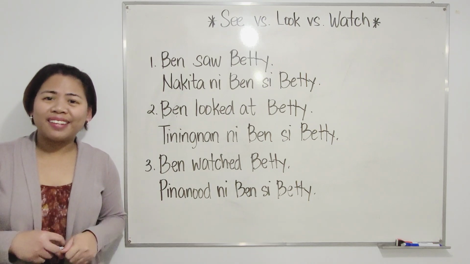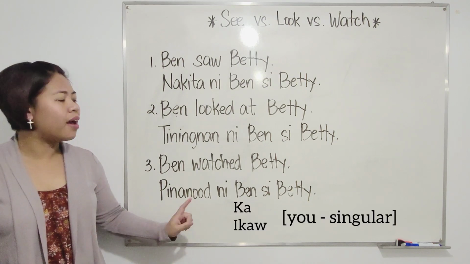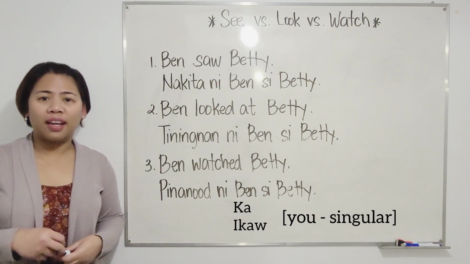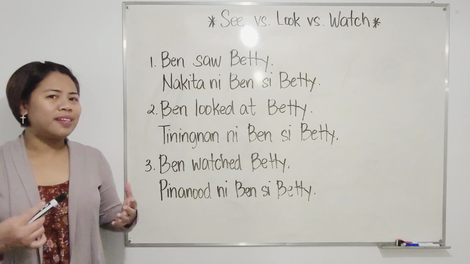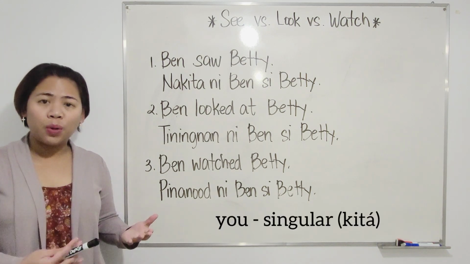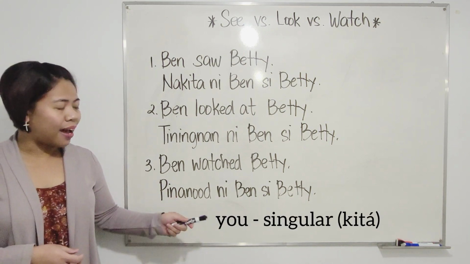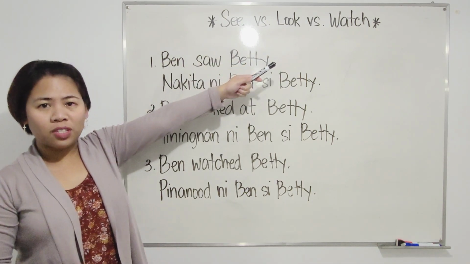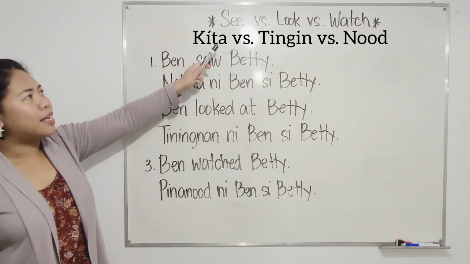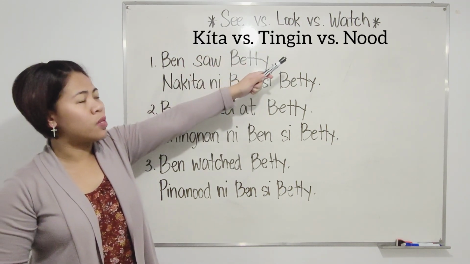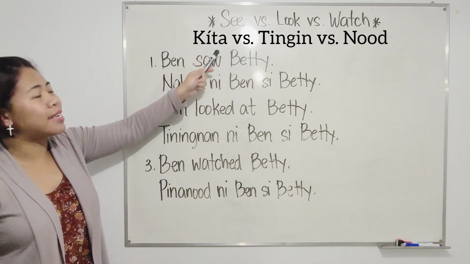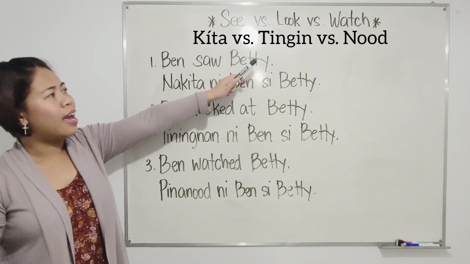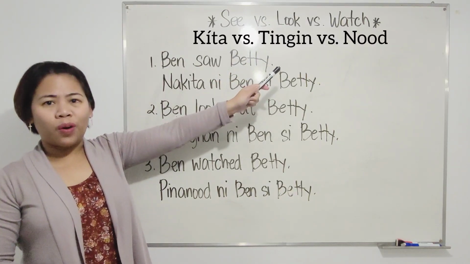In the previous lesson, I discussed to you the difference between ka and ikaw, which are both you, the personal you, singular in English. Today, I am going to discuss to you another form of you, singular, which is kita, in the context of see versus look versus watch. In Tagalog, we say kita versus tingin versus nood. So see is kita, that's the root verb, kita. Look is tingin and watch is nood.